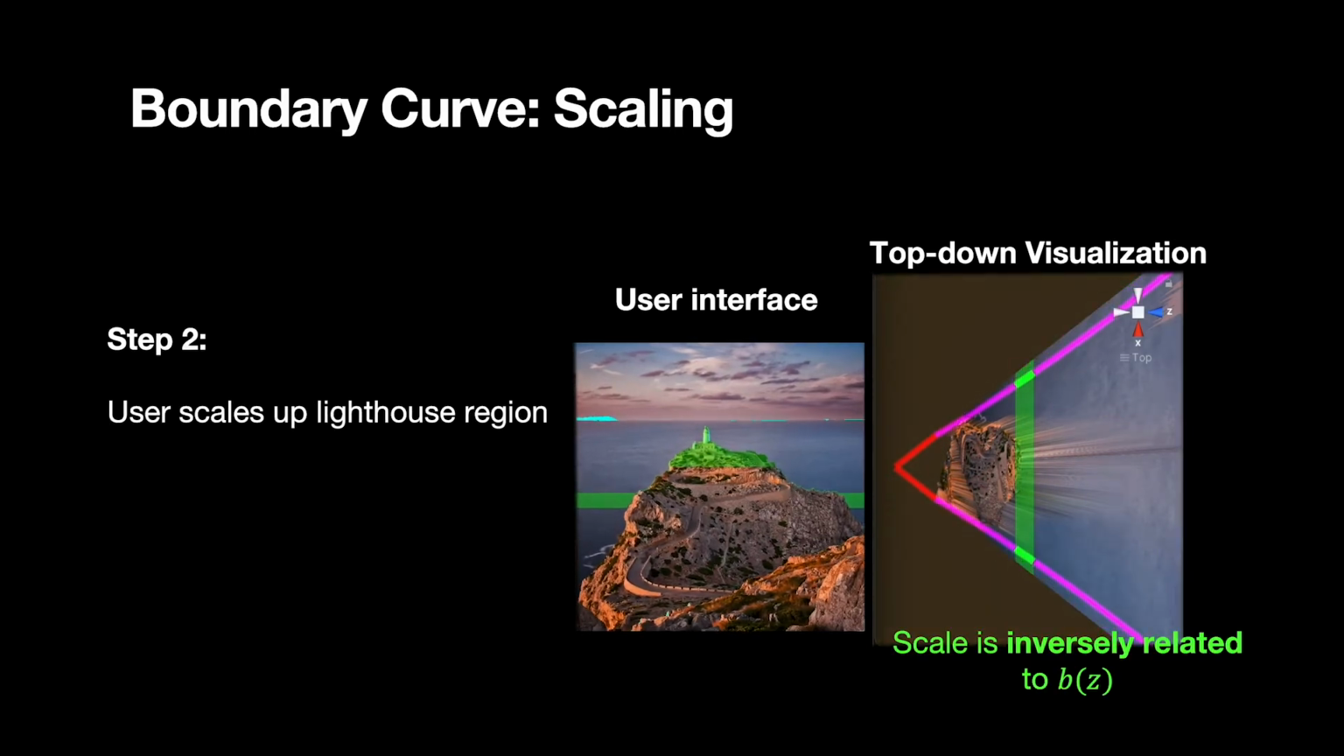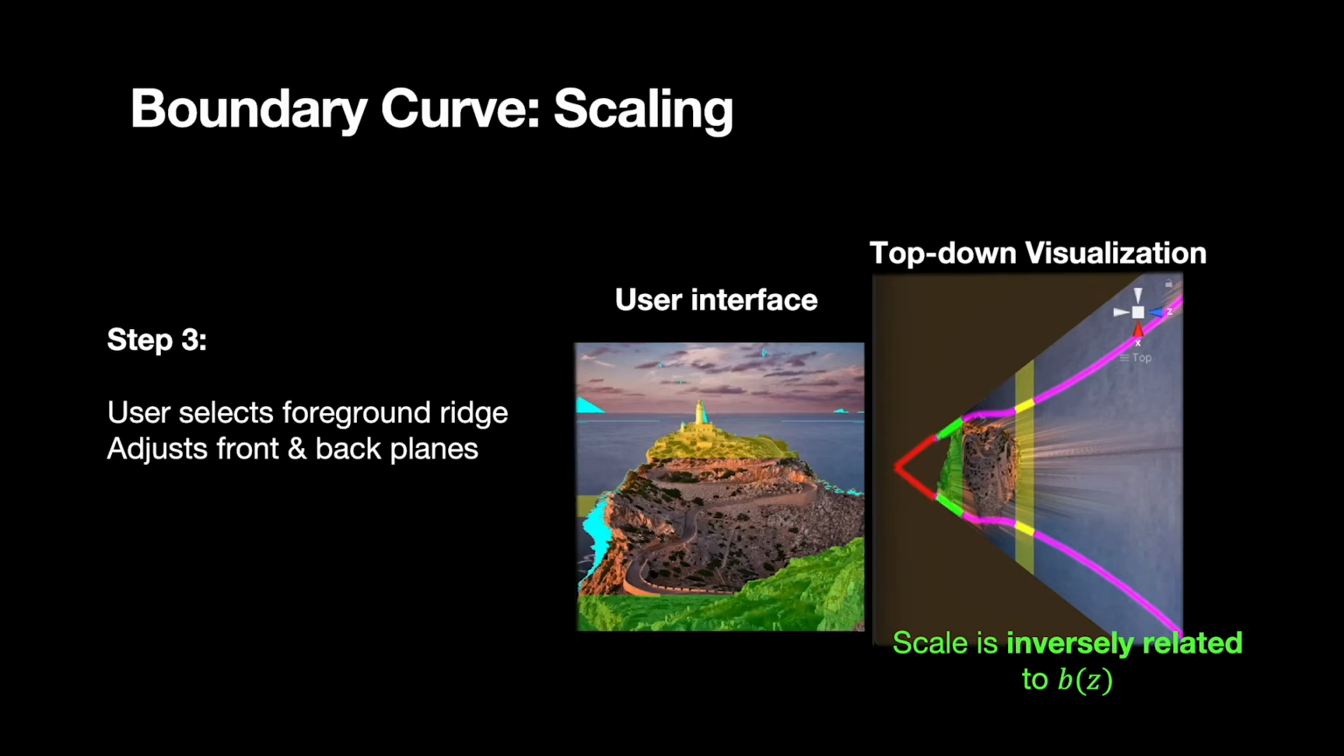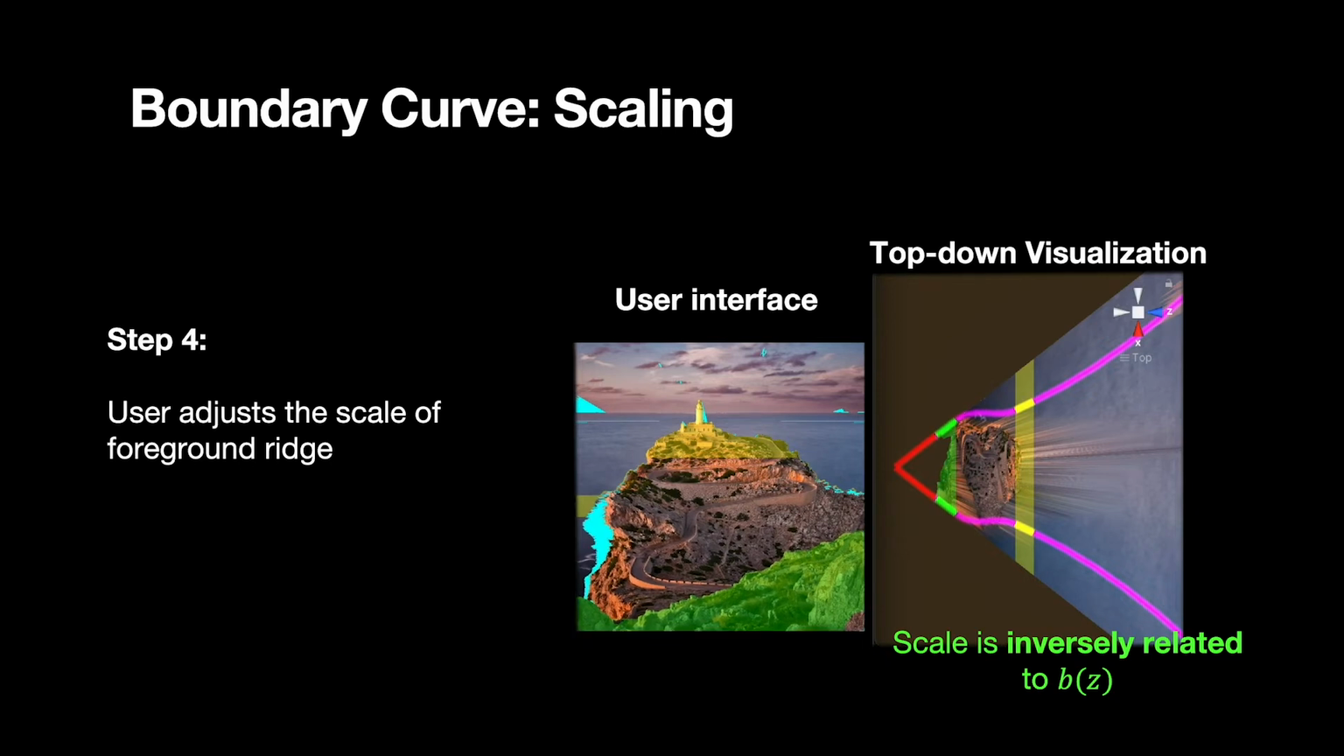Next, the user increases the scale of the lighthouse. To achieve this, on the right, you can see that ZoomShop decreases the green BFZ segment. After enlarging the lighthouse, the user realizes the ridge is partially cut out and wants to keep it in view. So the user selects the ridge and adjusts the front and back planes again. This creates another BFZ segment in ZoomShop, shown in green. As the user decreases the size of the ridge, ZoomShop increases BFZ at that depth.